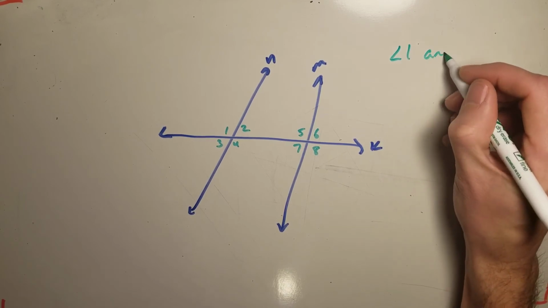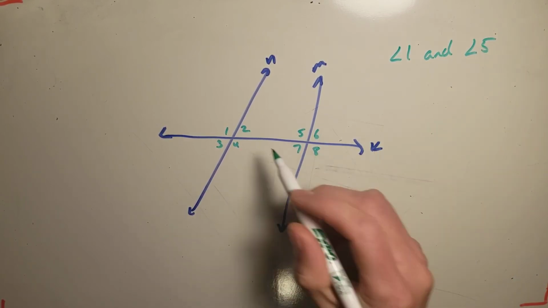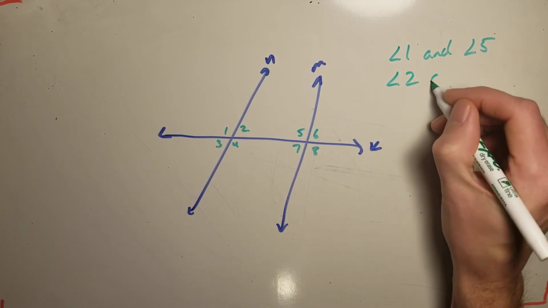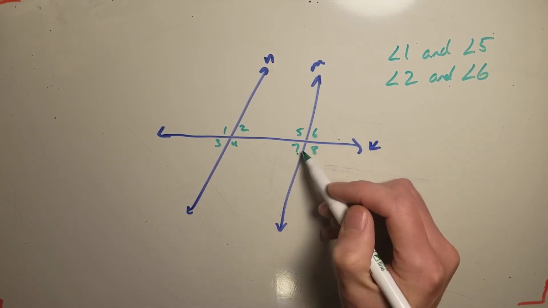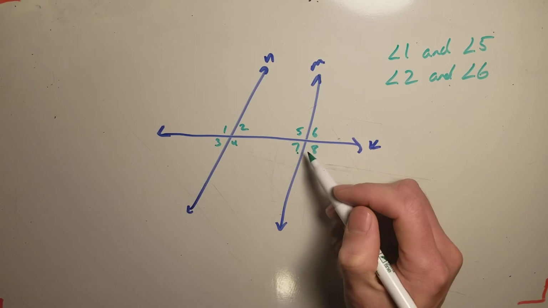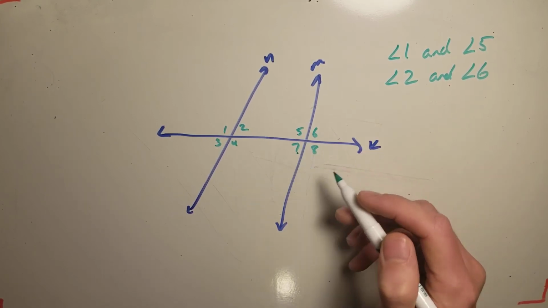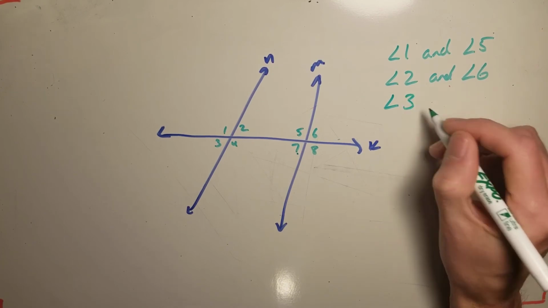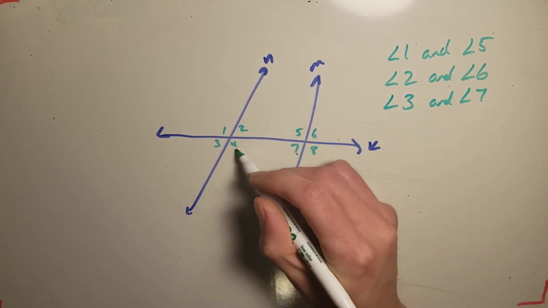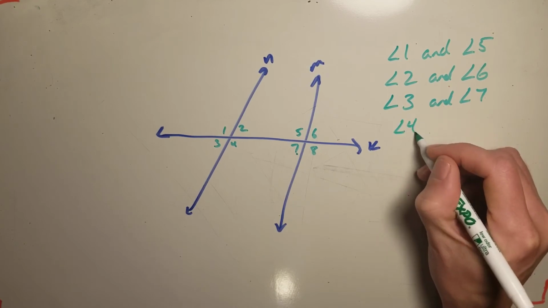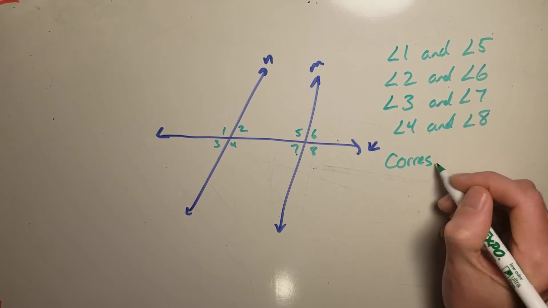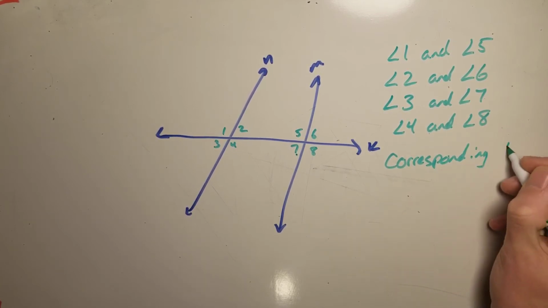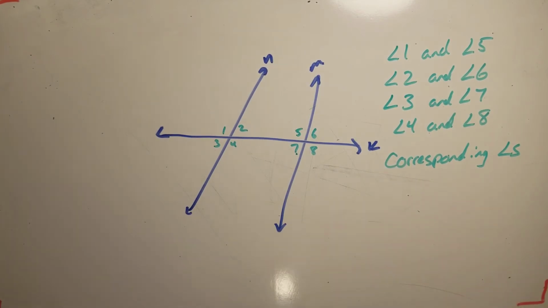So it's another special type of pair. Angle 1 and angle 5. Angle 2 would go with angle 6. They would correspond with one another. Angle 3 corresponds with angle 7. They're both in the bottom left in relation to where that transversal intersects the line. So angle 3 goes with angle 7. And angle 4, the bottom right, goes with angle 8 here. And again, we call these corresponding angles. And they're just another special type of pair, and we'll go into more detail with them in the future.